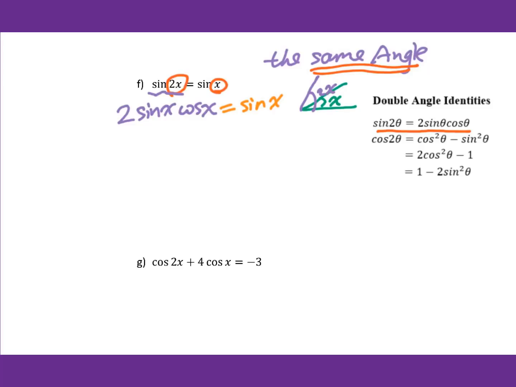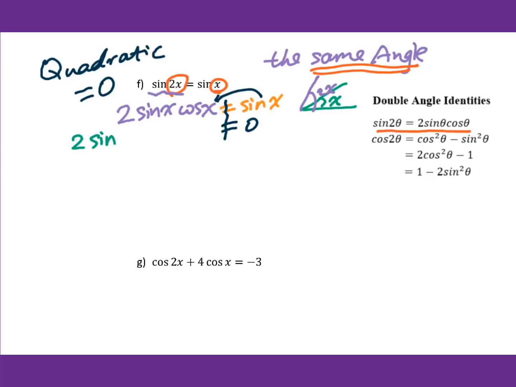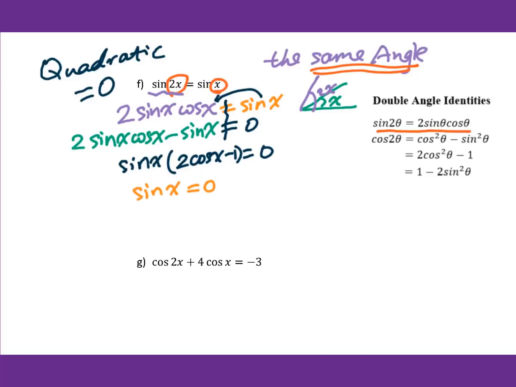For sine x cosine x, we still call this a quadratic pattern. So first step, you have to get equal to 0. Move sine x to the left side so I get equal 0. Therefore, you got 2 sine x cosine x minus sine x equal to 0. Then I find the common factor, that's sine x. I got 2 cosine x minus 1 equal to 0. So I set up sine x equal to 0 and 2 cosine x minus 1 equal to 0.